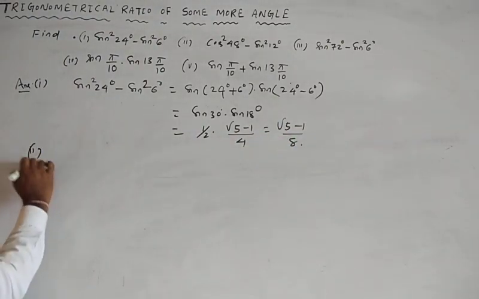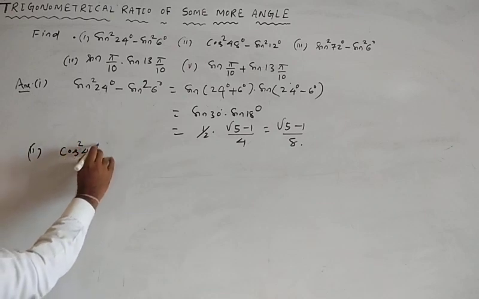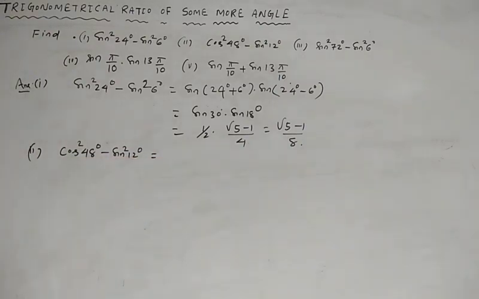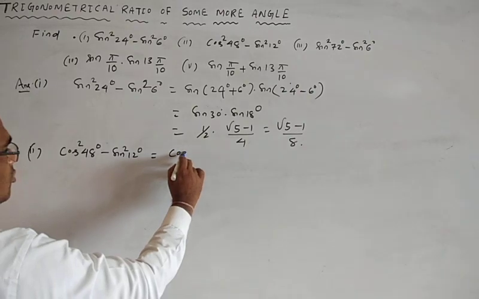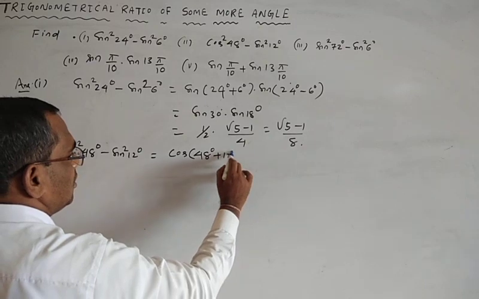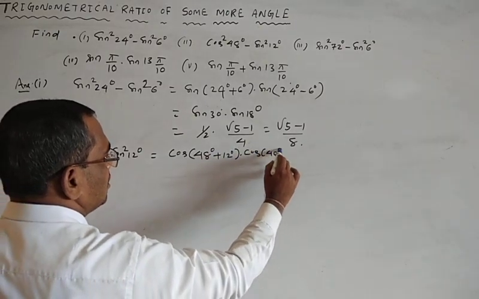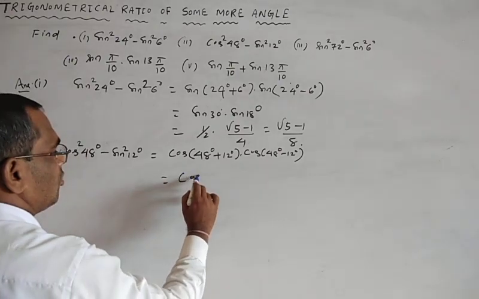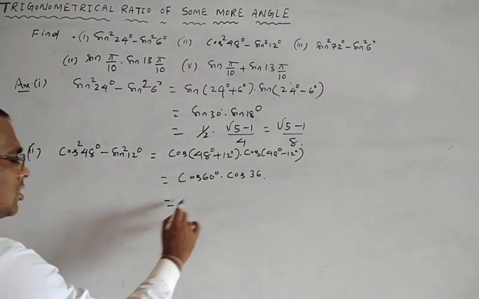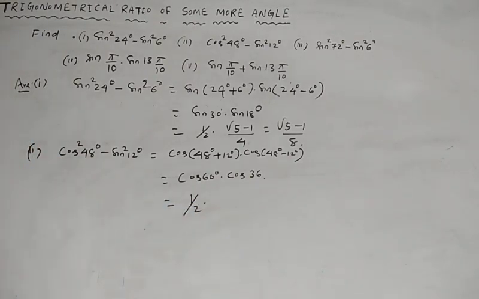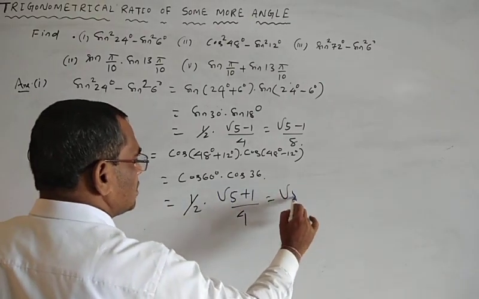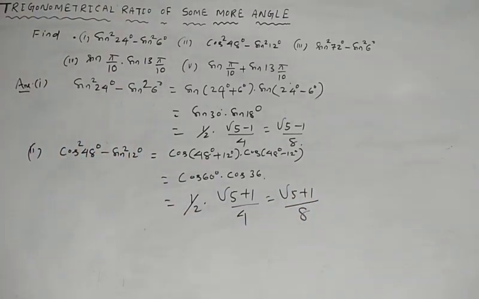And the second one is cos square 48 degree minus sin square 12 degree. This also you can apply the formula cos square a minus sin square b, which is cos(a plus b) into cos(a minus b). So cos(48 plus 12) into cos(48 minus 12) degree, which is cos 60 degree into cos 36 degree. Cos 60 is 1 by 2 and cos 36 is root 5 plus 1 by 4, so this is root 5 plus 1 by 8.